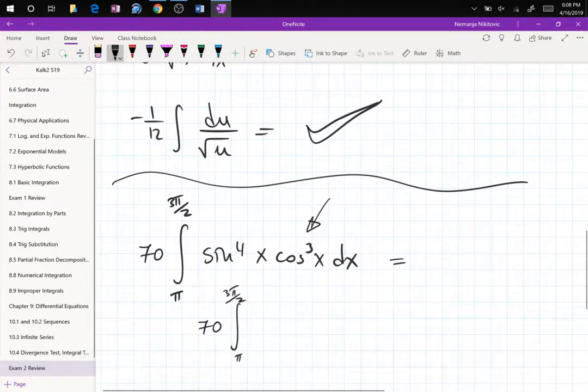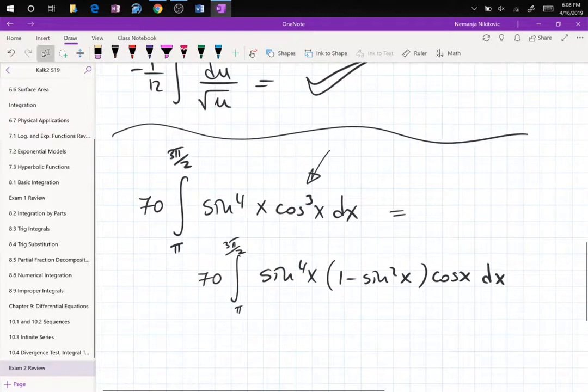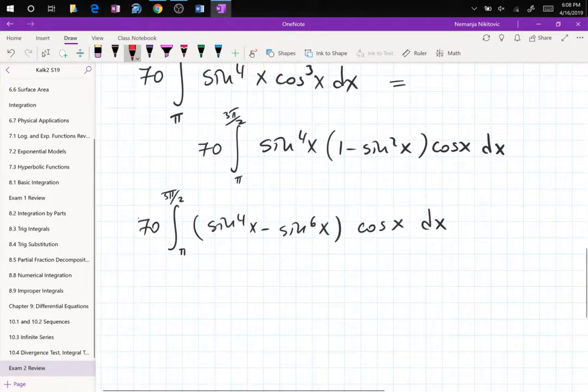So we have sine to the 4x, and then we have 1 minus sine squared x, and then we still have a cosine x, and then we have dx. So now we have the integral from pi to 3 pi over 2 of sine to the 4x minus sine to the 6x cosine x dx, and then we just hit it with a u.